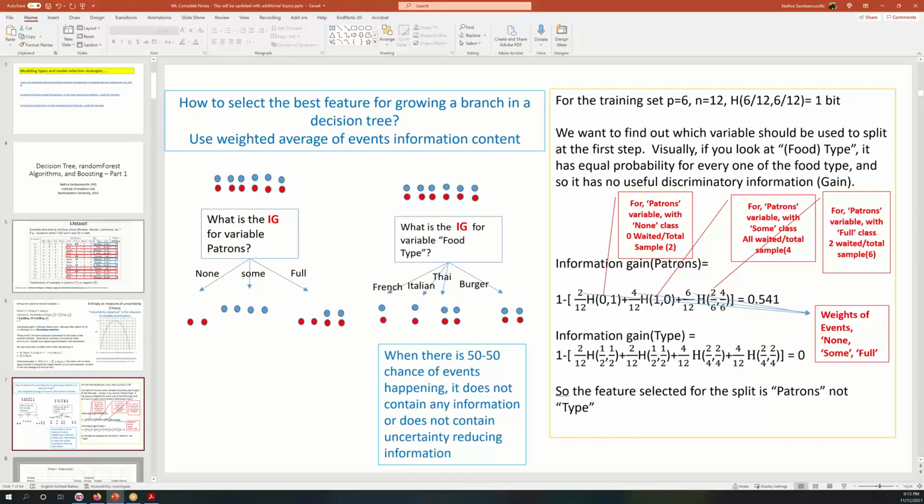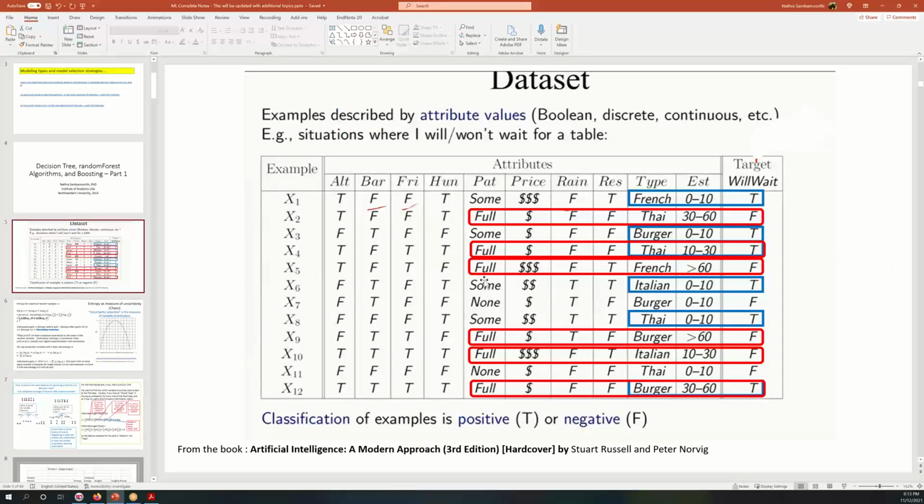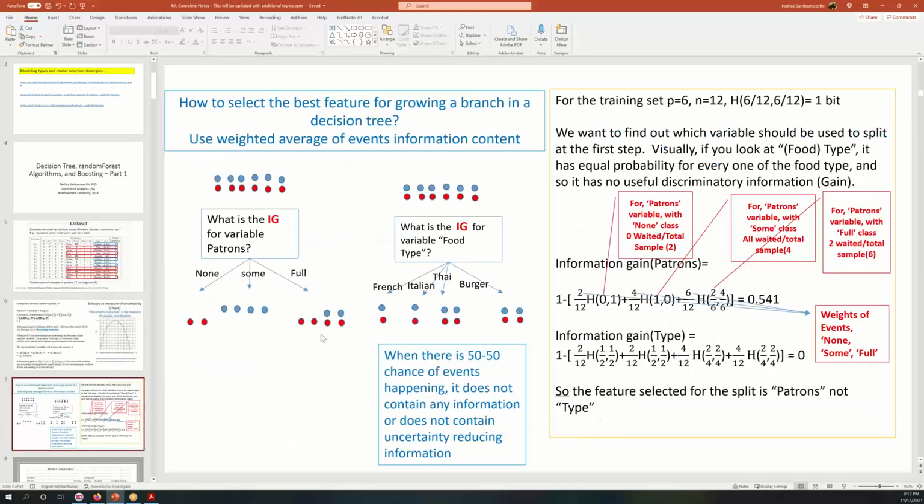6 plus 6, 12. So among the 12 observations, I find out how many observations there are in full versus some versus none, and this is what it is. Let's also consider the food type in the same way. I have to differentiate the colors: red means people who did not wait, and green and blue mean people who did wait. Here all of them did not wait. Here also all of them did not wait. The only uncertain situation is this one.